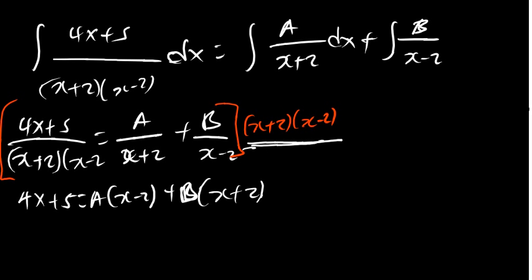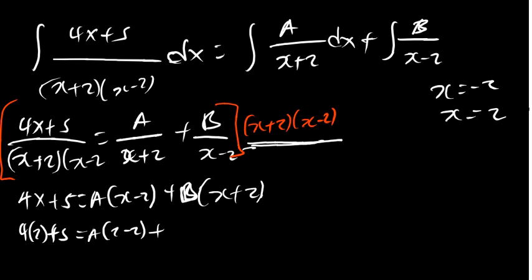So we're going to say that one is x is equal to negative 2, another one is x is equal to 2. If you set these two equal to 0, then you solve for x. So let's plug in 2 first. If you get 4 times 2, then you have plus 5, it's going to be equal to a(2 minus 2) plus b(2 plus 2).